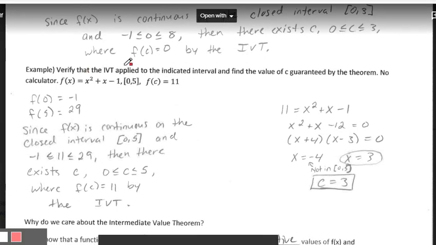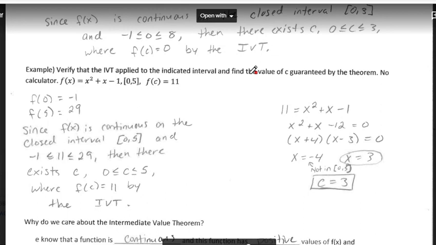All right, so verify that the IVT applies on the indicated interval and find the value of C guaranteed by the theorem. We're not using a calculator on this. Okay, so first we're going to verify that the intermediate value theorem applies on this interval.